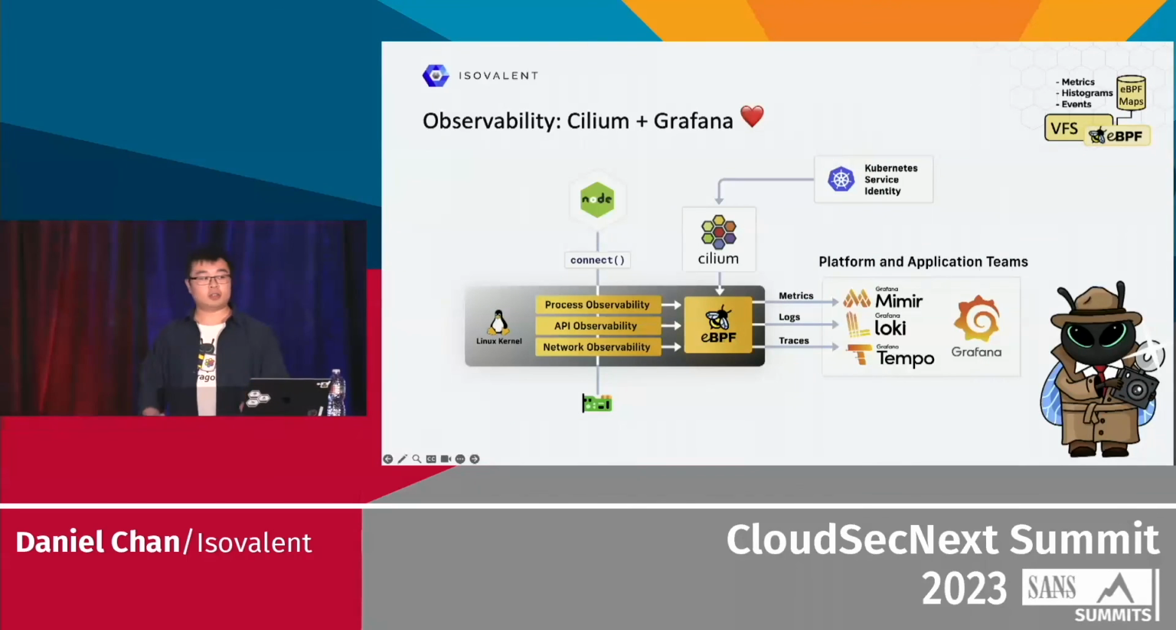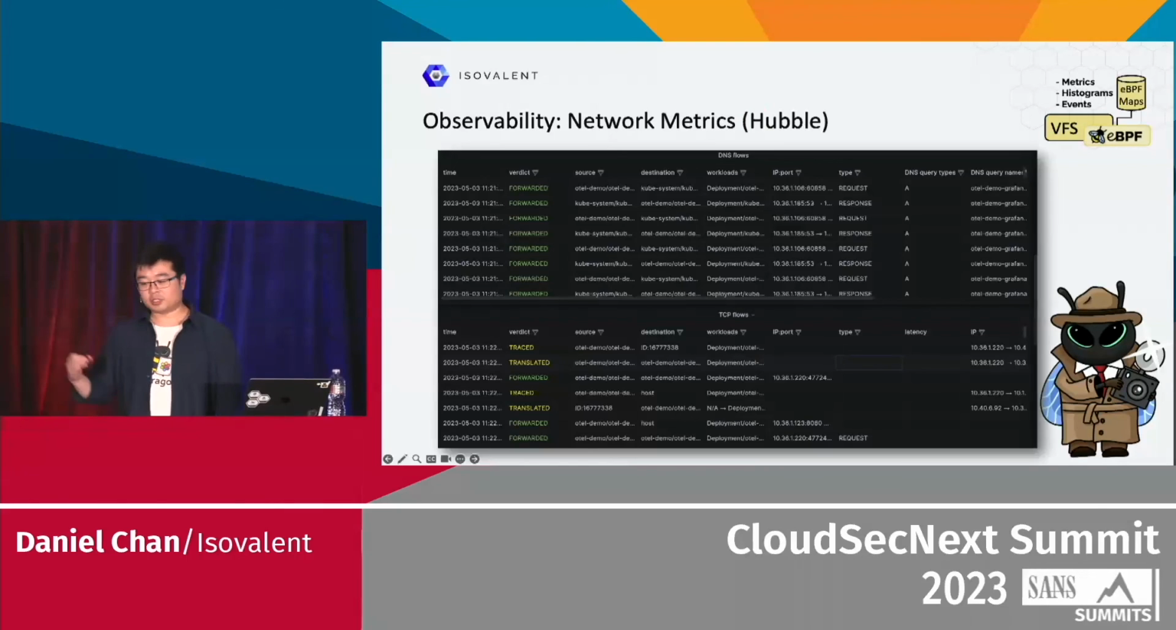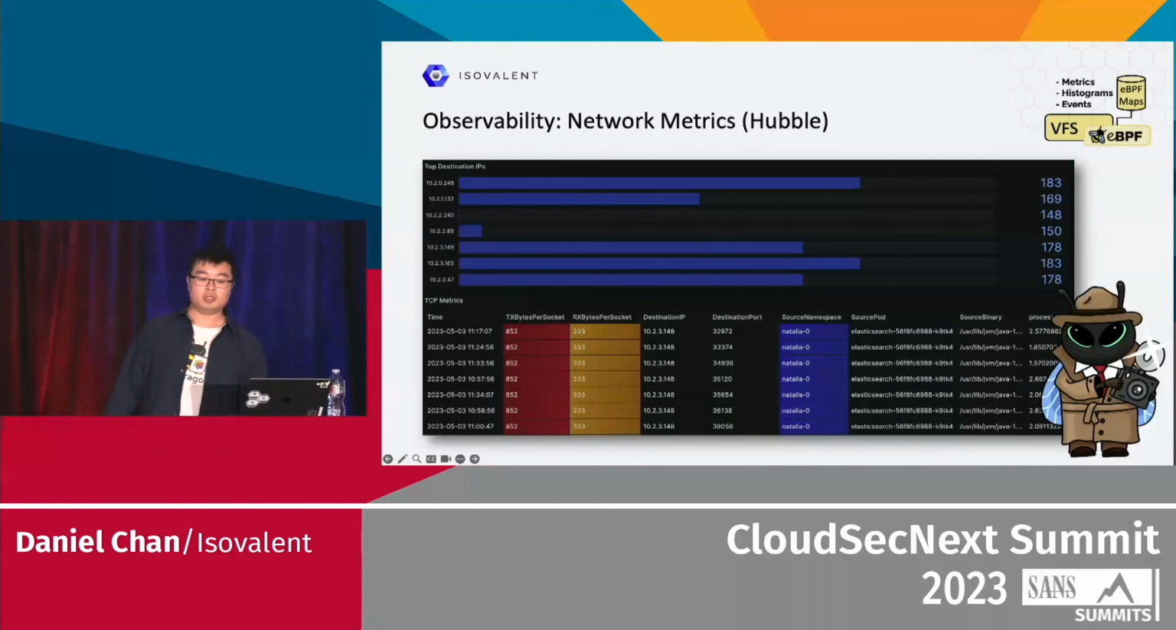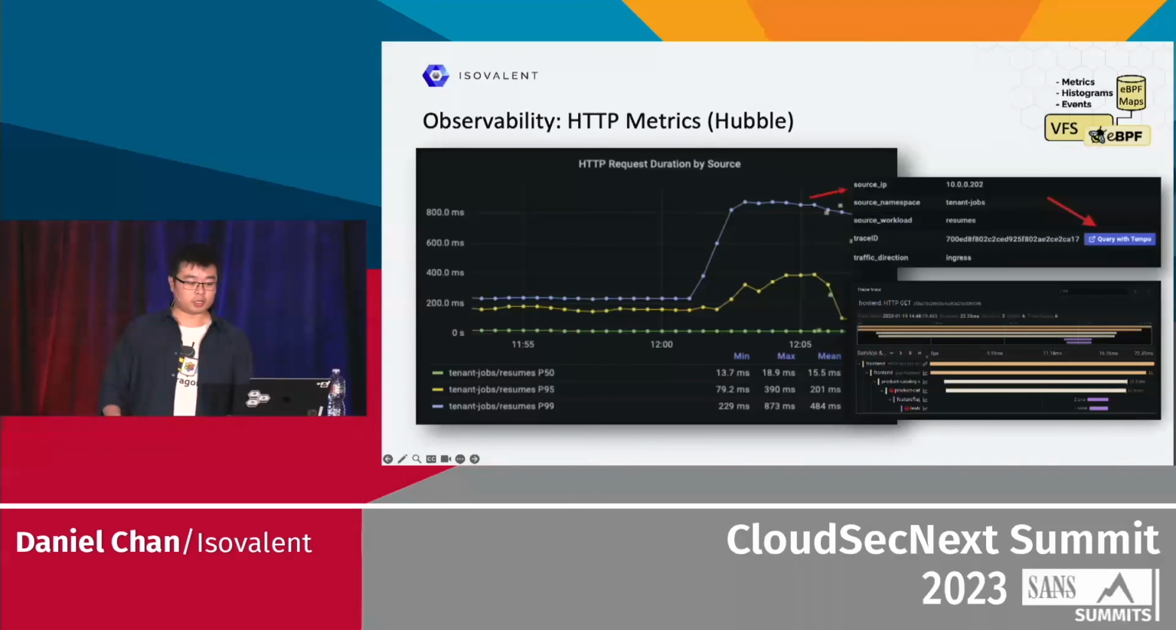And we can take all that observability and push it to our observability stack. So for example, with Grafana, the same network flow table you can grab in Grafana. The same thing with the process ancestry tree. In Grafana, you can also see a bunch of metrics to monitor for abnormal behavior. For example, here we see a graph that shows top destinations as well as TCP metrics. When we do detect abnormal behavior, for example, in an HTTP request, we can drill down with traces to investigate exactly which component of our application is causing that abnormal behavior.